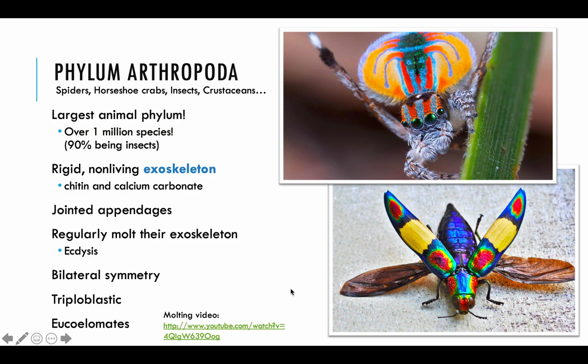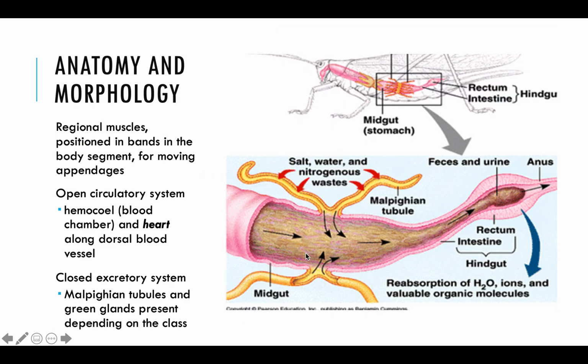You can watch a video here on molting. So, anatomy and morphology of our Arthropoda. We have what are called regional muscles. They're positioned in bands along the body segment in order for those appendages to move. We have an open circulatory system here, so the hemocoel, which is a blood chamber, and the heart along a dorsal blood vessel.